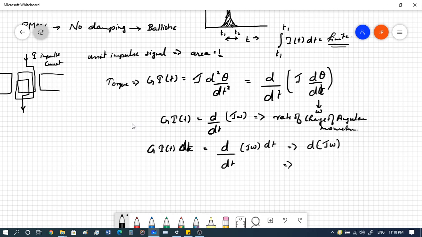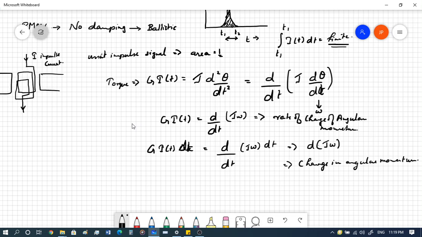This is no more the rate of change of angular momentum, but it is the change in angular momentum, right? So change in angular momentum can also be written as J omega, where omega is the angular velocity immediately after the impulse current flows.